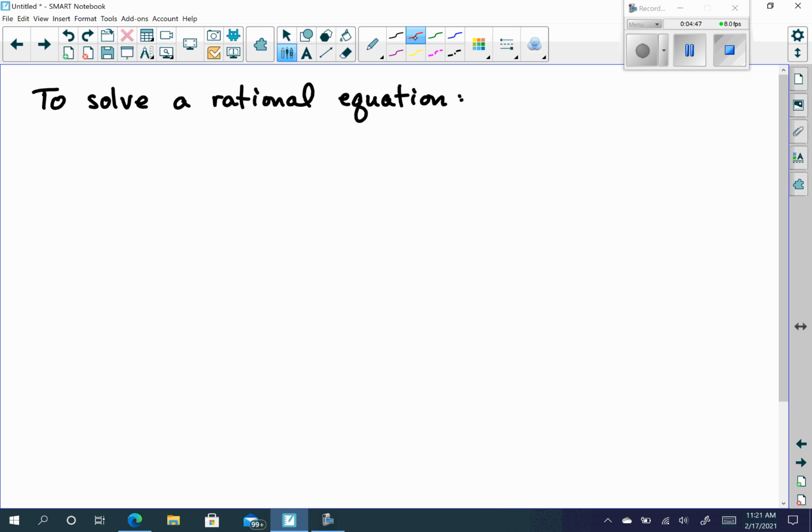All right, so I'm going to list some steps here. To solve a rational equation, we're going to determine the LCD. But we also need to state restrictions. It's very important here because if we get an answer that's a restriction, we can't keep it.